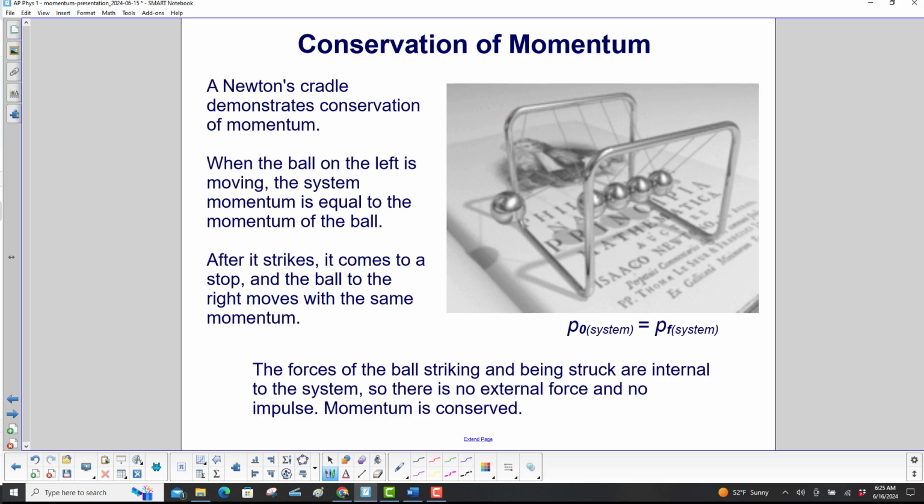A Newton's cradle demonstrates conservation of momentum. When the ball on the left is moving, the system momentum is equal to the momentum of the ball. After it strikes, it comes to a stop, and the ball to the right moves with the same momentum. The forces of the ball striking and being struck are internal to the system, so there is no external force and no impulse. Momentum is conserved.